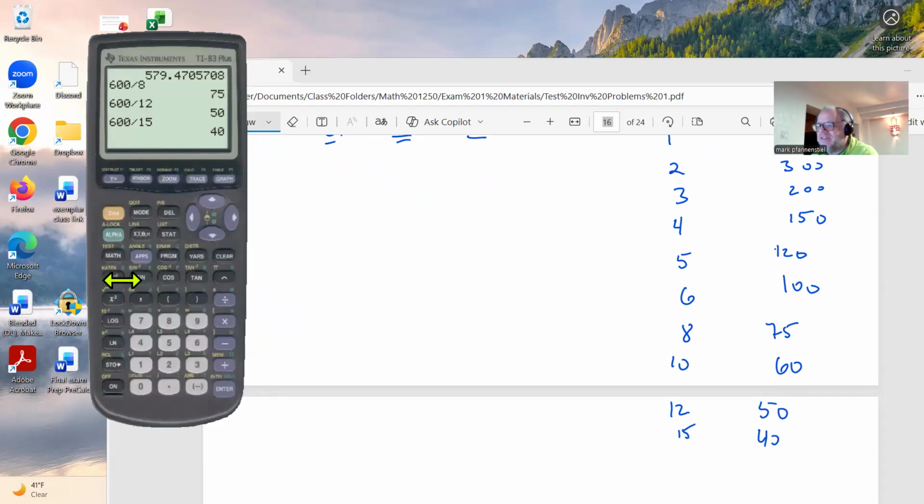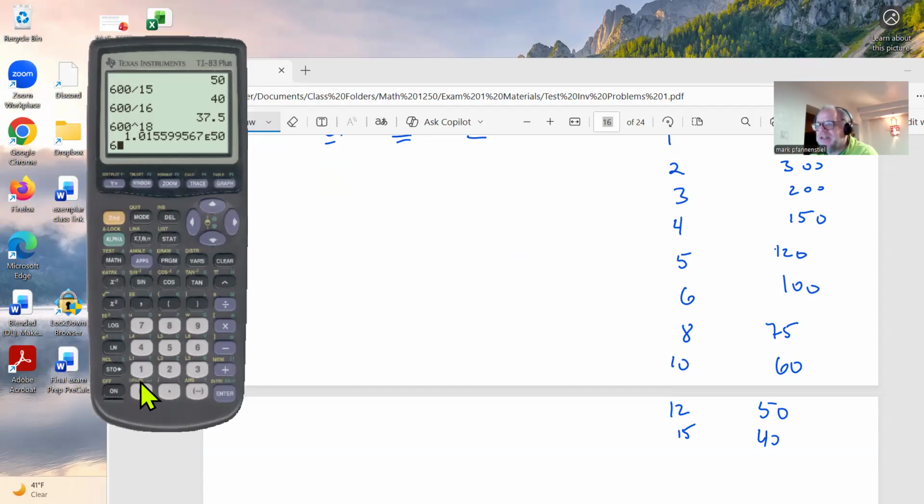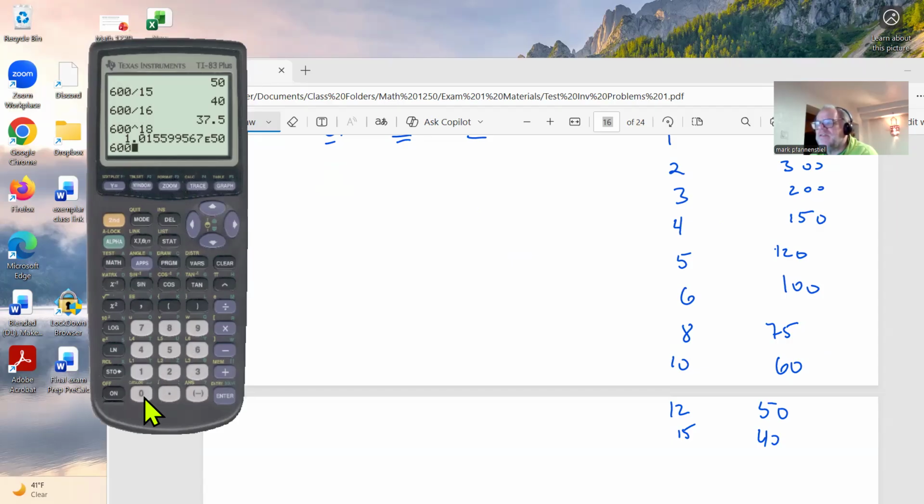I don't think 16 is going to go in there, but we could check, but I don't think it's going to work. Okay. Yeah, that didn't work out so well. 17 doesn't. 18, I don't think does, but let's check. 600 divided by 18. Nope. That was ridiculous. 600 divided by 18. Make sure we use the right units in the right operation. No, that didn't work. How about 20?